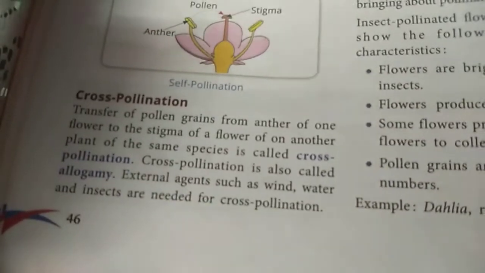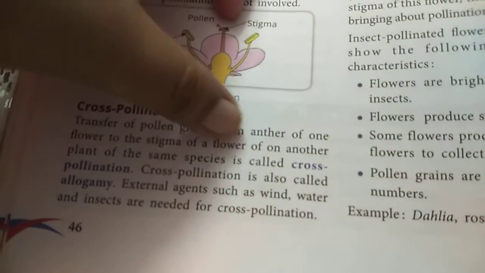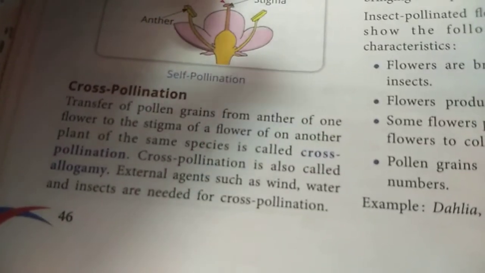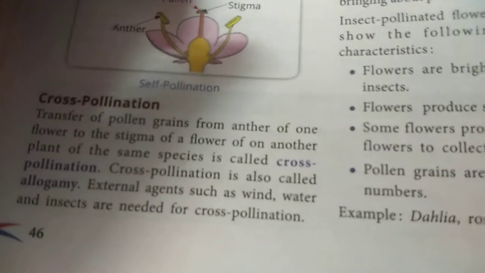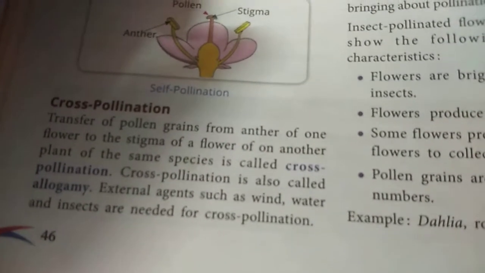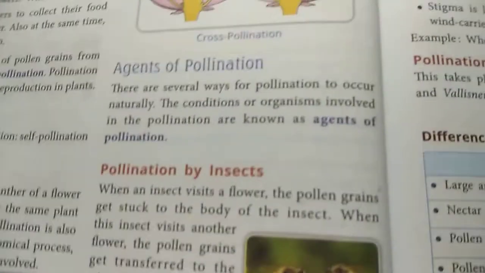And this process is known as cross pollination because it is not done by themselves. An external agent will be needed in this process. So this process is known as cross pollination or allogamy. Which are the agents which help in cross pollination, that we will discuss.